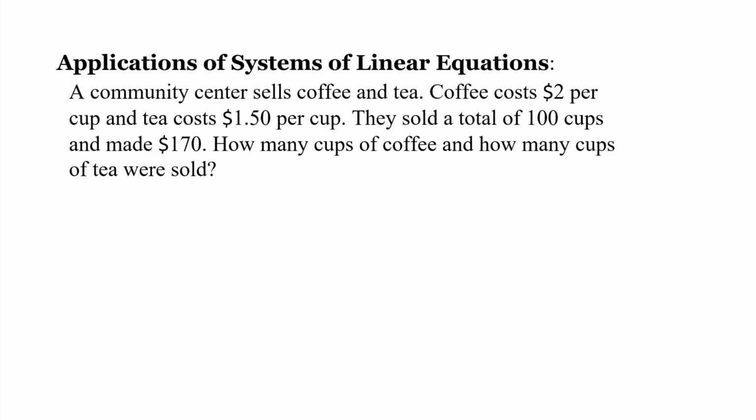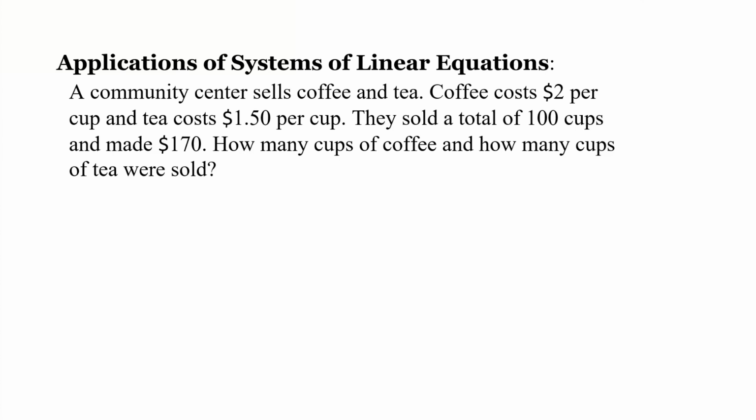Applications of system of linear equations. For this problem, it says a community center sells coffee and tea. Coffee costs $2 per cup and tea costs $1.50 per cup. They sold a total of 100 cups and made $170. How many cups of coffee and how many cups of tea were sold?